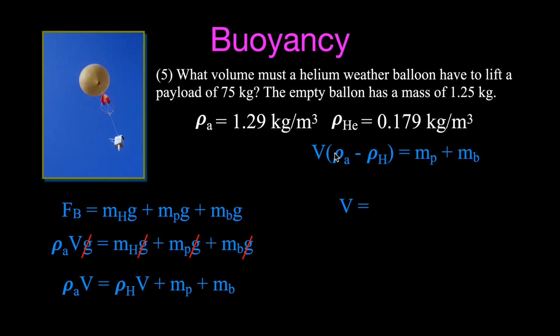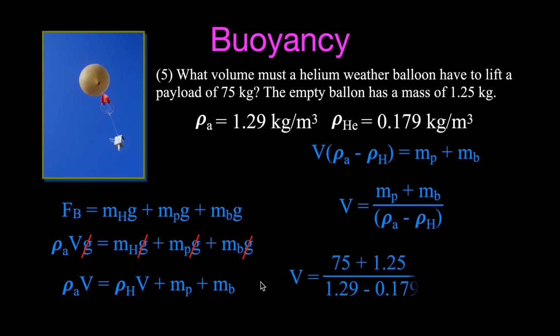And then I'm going to solve for the volume, which means I'm going to divide both sides by the density terms here. And I get that the volume of the balloon is equal to the mass of the package plus the mass of the balloon, which were both given, divided by the density of the air minus the density of helium. This is helium again. All right, and those are given too. So if we plug those values in, we end up with just about 69 meters cubed.